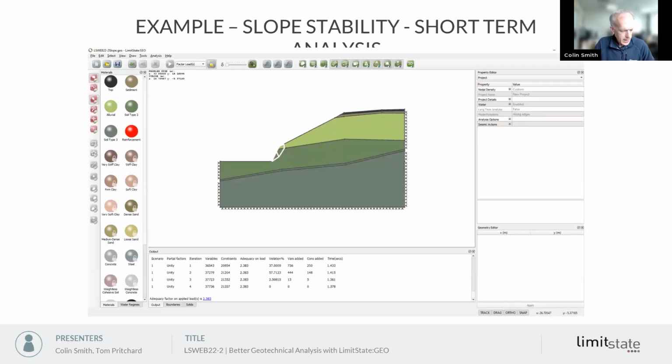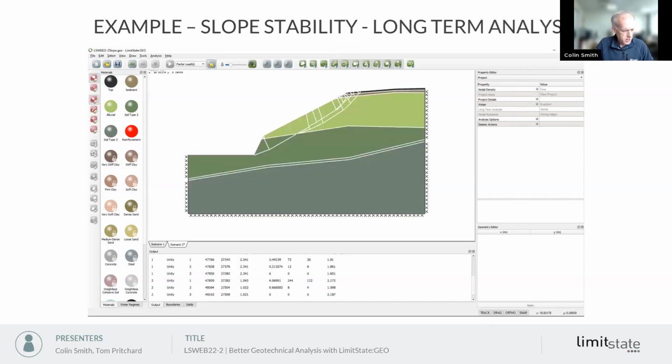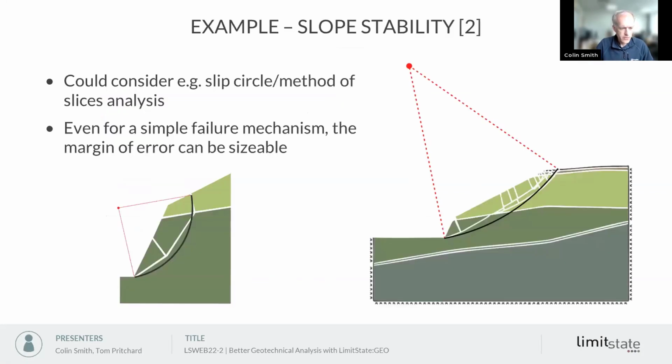So let's see how LimitState GEO analyzes this. For a short-term analysis, we find the critical mechanism is, as might be anticipated, a local face failure on that very steep portion of the slope. And if we do a long-term analysis, then for the drained case, the critical mechanism we find is a longer sliding mechanism, but both involving that steeper portion. Now, of course, both of those failure modes could have been analyzed by using, for example, the method of slices with a slip circle, and that probably would have given us a pretty good answer.